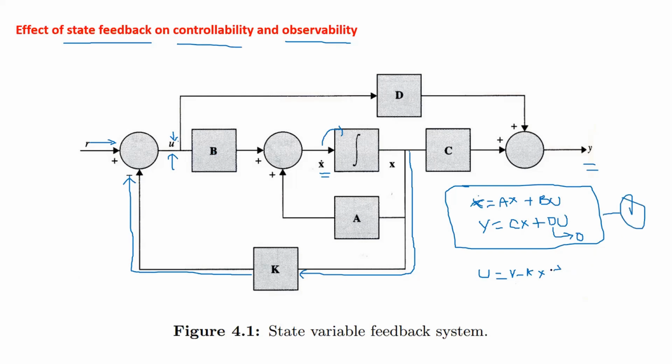Let us assume that this is equation number 2. U is equal to R minus Kx is also called the control law, because we are going to control the input here. U is equal to R minus K into X, where U is the system input, R is the reference input, K is the state feedback gain, and X is the state variable.